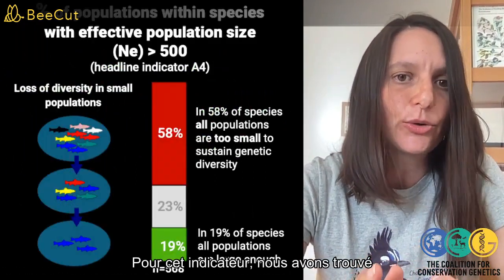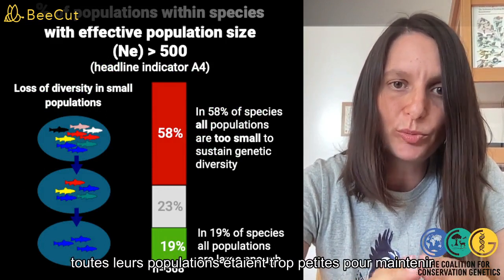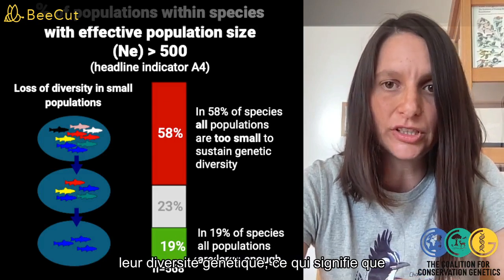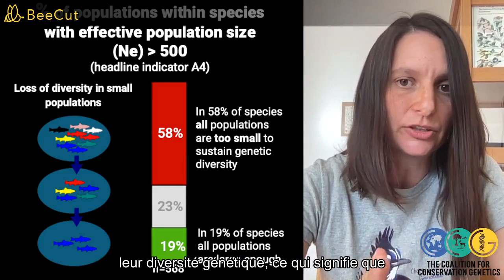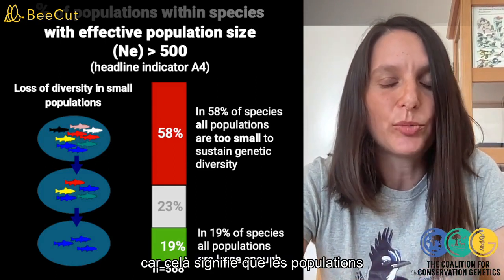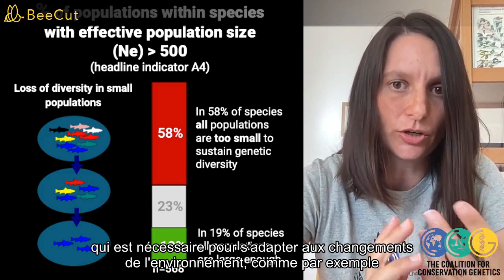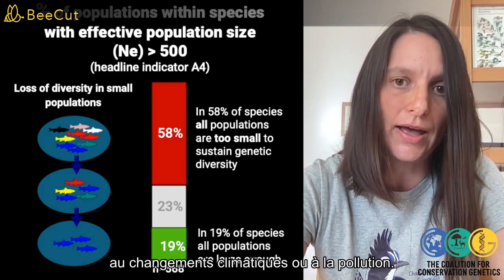In this indicator, we found that in 58% of species, all populations are too small to sustain genetic diversity, meaning an indicator value of 0. And this is very serious because it means that populations are losing the genetic diversity that they need to adapt to changing conditions like climate change and pollution.